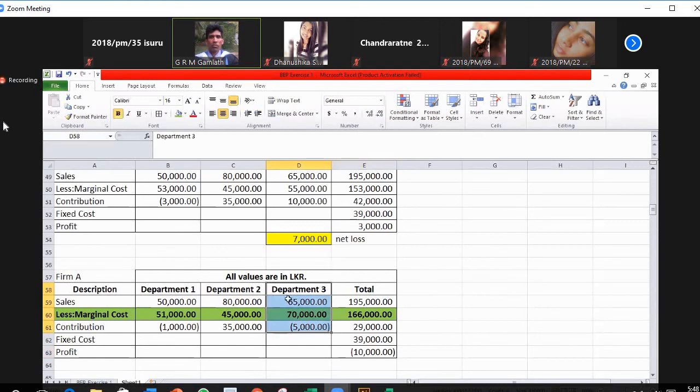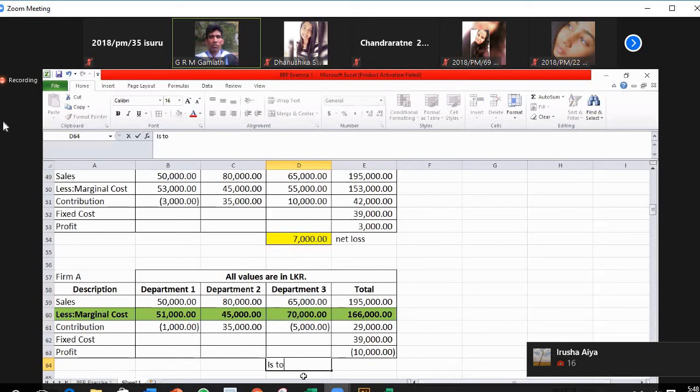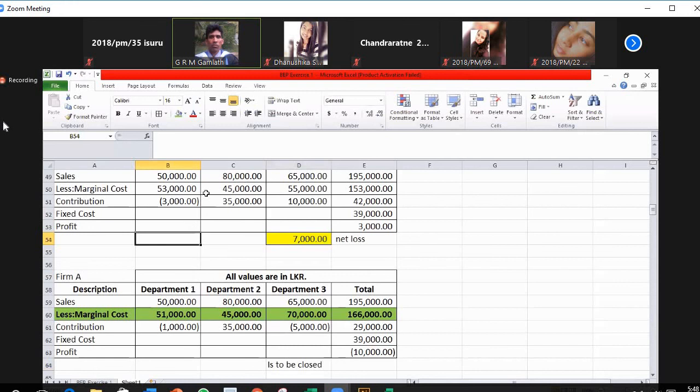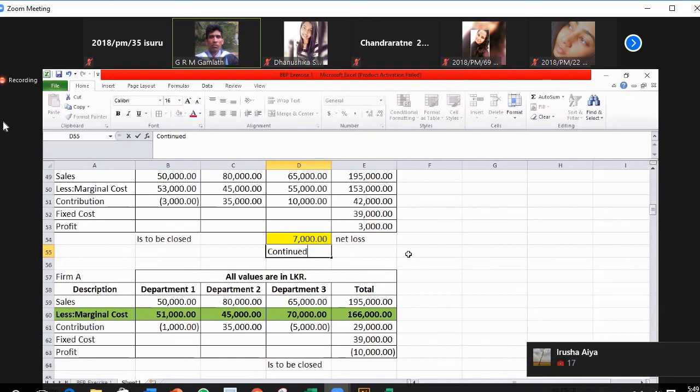But initially, we can consider that Department 3 can be crossed, right? Department 3 is to be crossed, right? Here also is to be crossed, right? Then continued right here. Okay. Right.